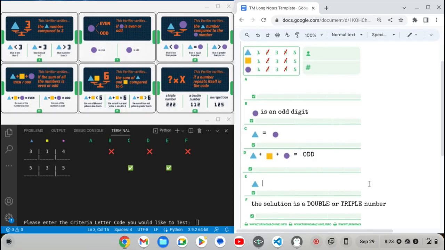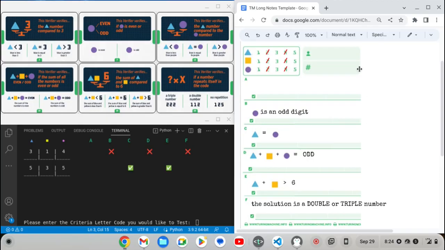plus square should be greater than 6. Since the Turing Machine approved of my proposal and the sum of my first two digits, 5 and 3, are 8, 8 is greater than 6. So yes, the first two digits need to add up to be greater than 6.